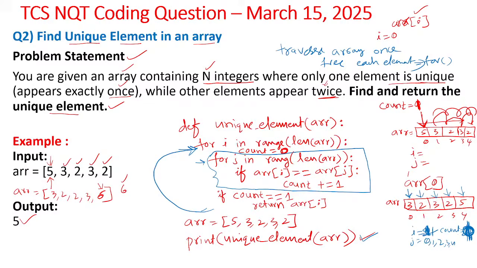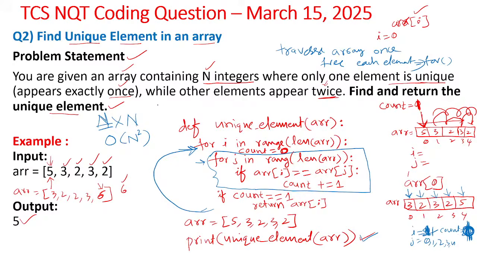So the main drawback is the outer loop. If the size of the array is n, you run the outer loop n times. For each element of the outer loop, the inner loop also runs n times. That means the two loops together run n cross n times, n by n times. That's why the complexity of this approach is order of n square, which is not a good algorithm, not a good approach.